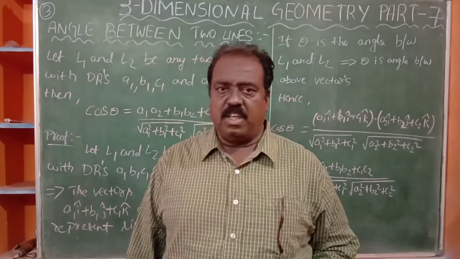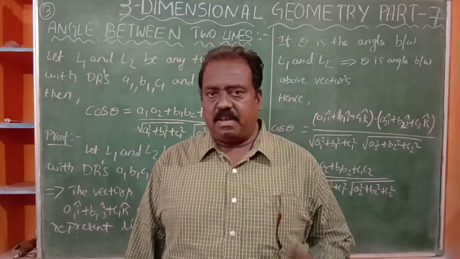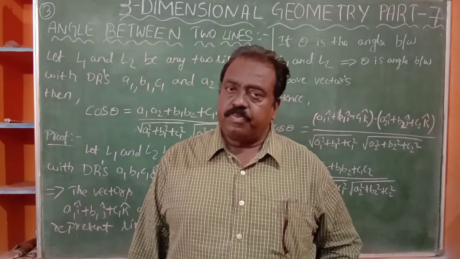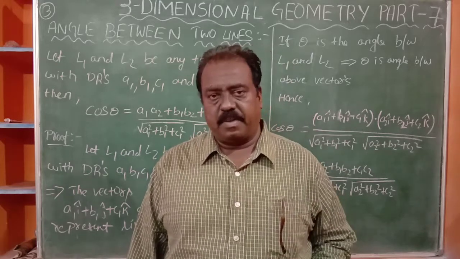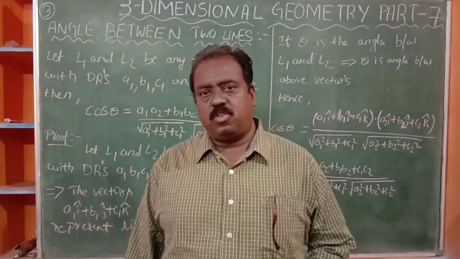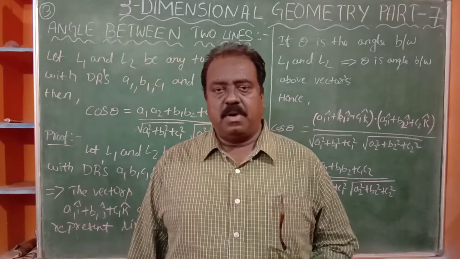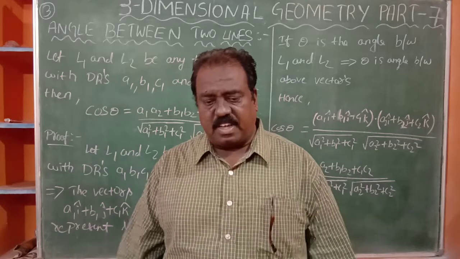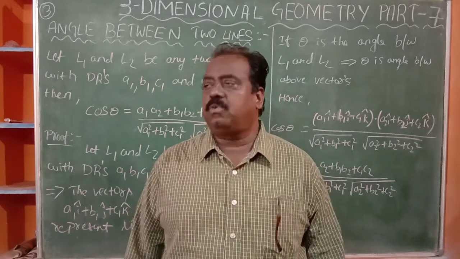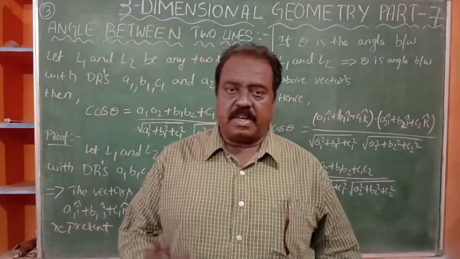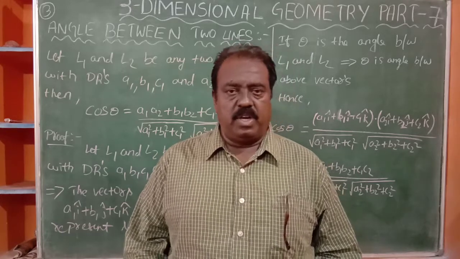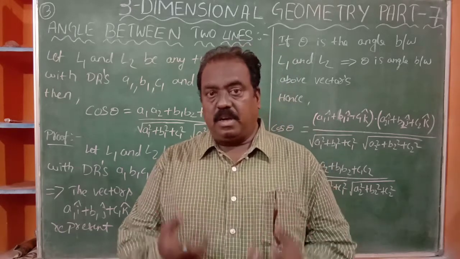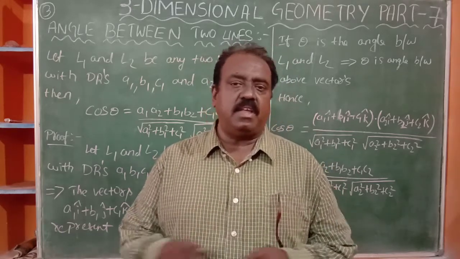Similarly, the second one is the vector equation of a line passing through two points, a bar and b bar. That is, r bar is equal to a bar plus t times (b bar minus a bar). We already discussed this and solved some problems also, and through that vector equation, we derived the Cartesian form too. Everything is over.